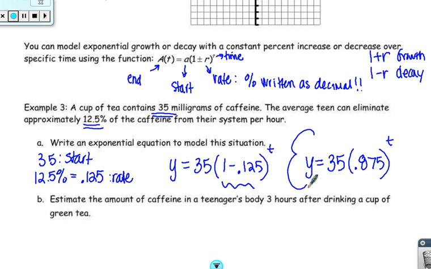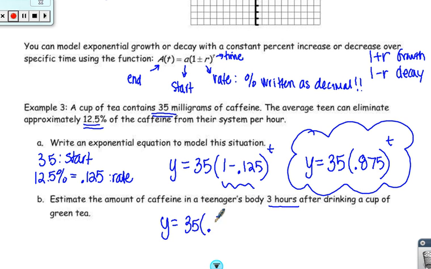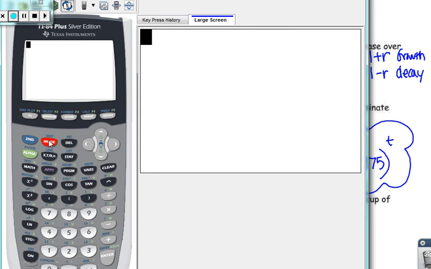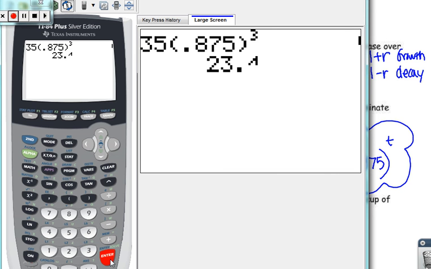Okay? If that's our equation, then you should be able to tell me how much caffeine is in your body 3 hours after you drink a cup of green tea. So if 3 hours is my time, I could say y equals 35 times 0.875 to the 3. Going to my calculator, 35 times 0.875 to the 3 equals 23.45 milligrams.